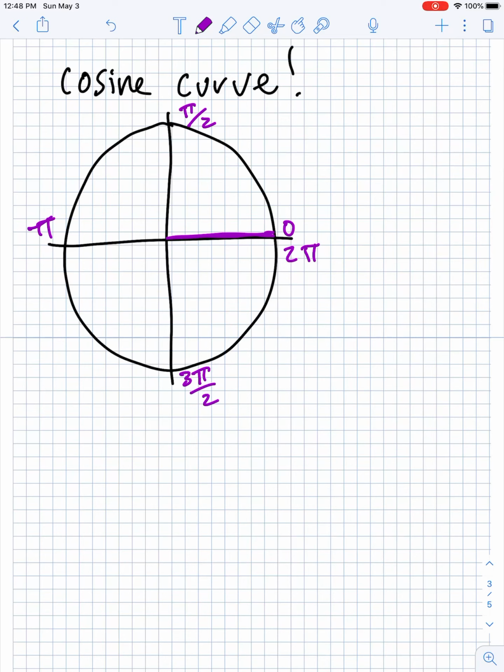We're thinking about the x direction, not the y direction. It's the base of the triangle, not the height. So here, the cosine value is +1. Then up here, at pi over 2, it's 0. Then it's -1 over here, back to 0, and then back to 1. So it has a very similar behavior of oscillating between 1 and -1, but really the big difference about cosine is where it starts.